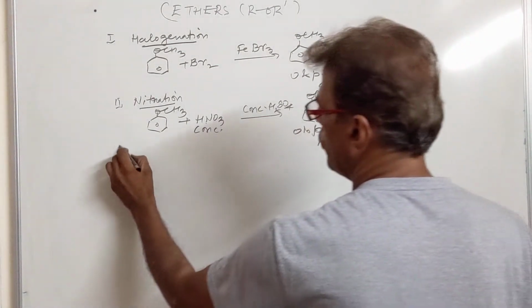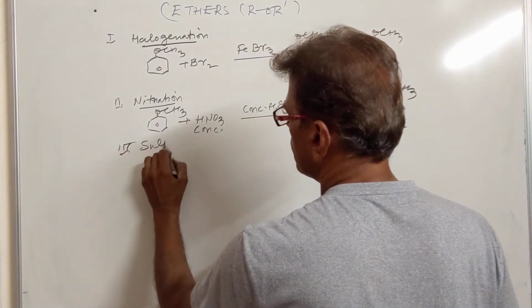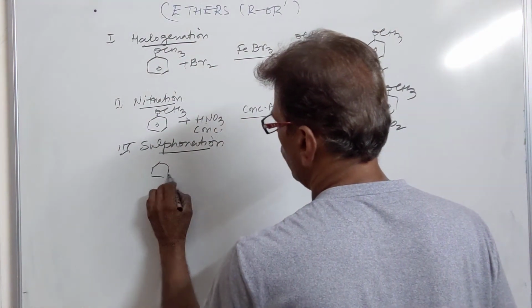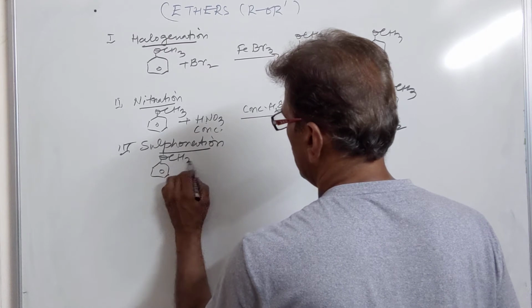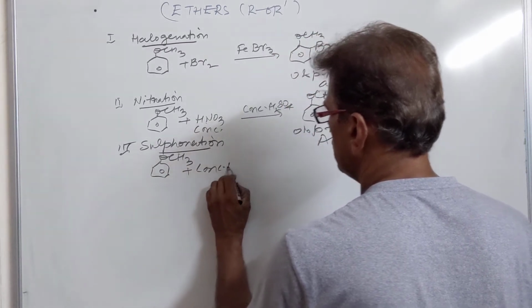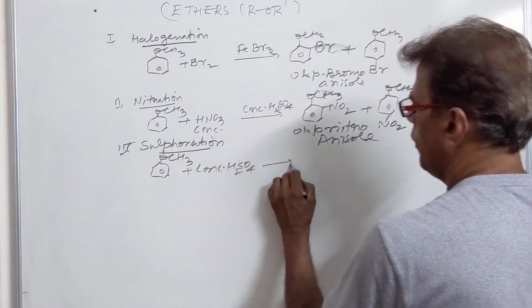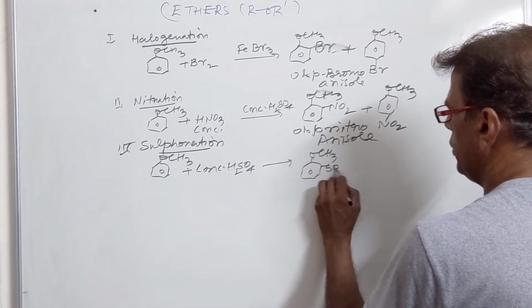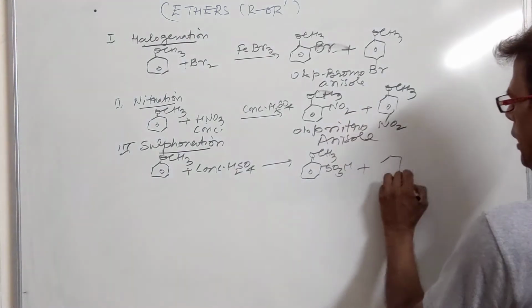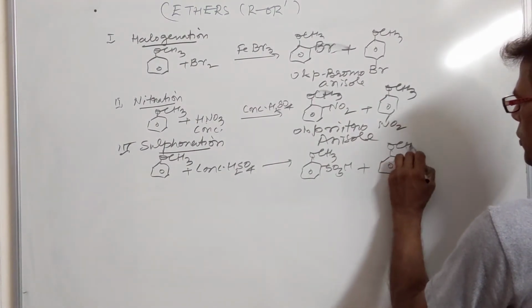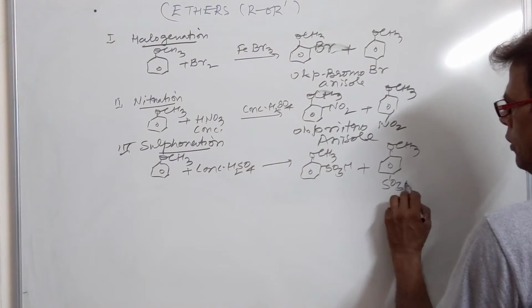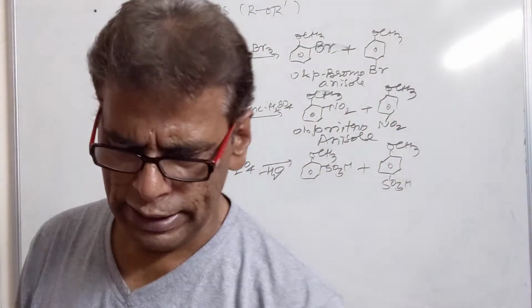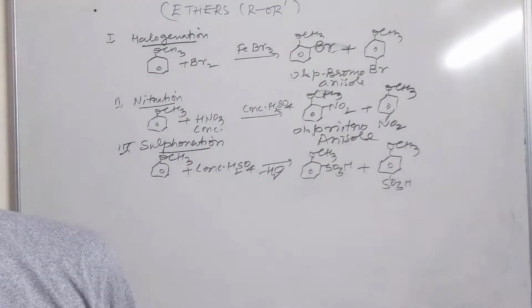Then we have sulfonation. Treatment of anisole, or phenetole, can be done with concentrated sulfuric acid. It will produce a mixture of ortho-methoxybenzene sulfonic acid and para-methoxybenzene sulfonic acid. Loss of water will take place in this reaction. So this reaction is called the sulfonation reaction.